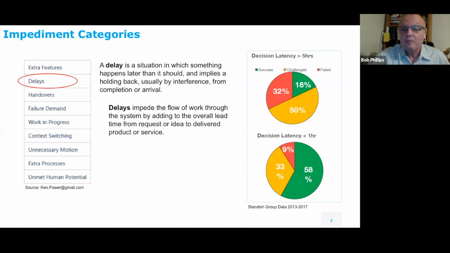This came from Jeff Sutherland's presentation when he talked about Scrum at scale. And delays are really, really dangerous. If you look at this, again from the Standish Group, the success of a project is only 18% if people have to wait more than 5 hours. If people wait less than an hour, the success of a project is 58%. So you can see just with this 4-hour difference how impactful it is.